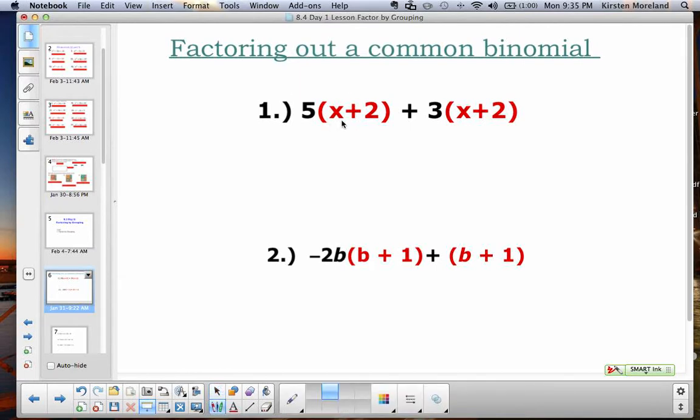So if you notice here in red I have 5 times x plus 2 plus 3 times x plus 2. I can take out this whole x plus 2 and factor it out front, which means it's no longer here.